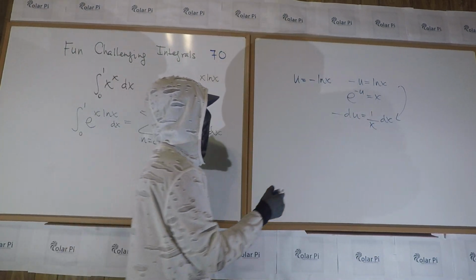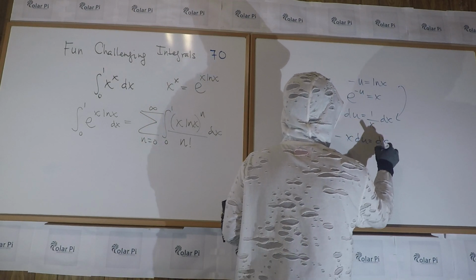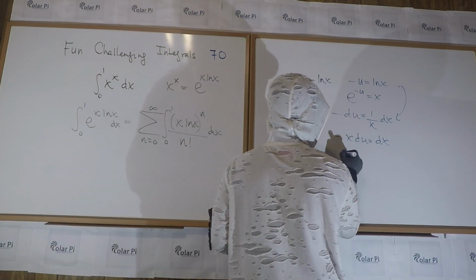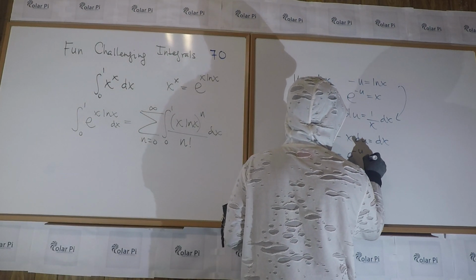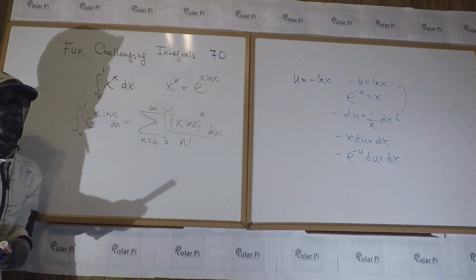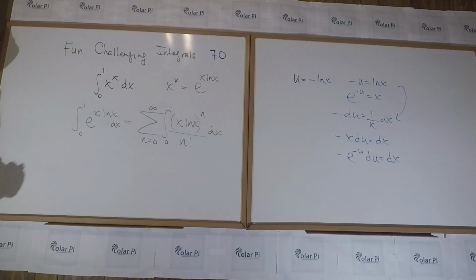And from that, we see that negative x du is equal to dx, but x is e to the minus u, so that's minus e to the minus u du is equal to dx. Okay, cool. So we are ready to substitute all that stuff over here.